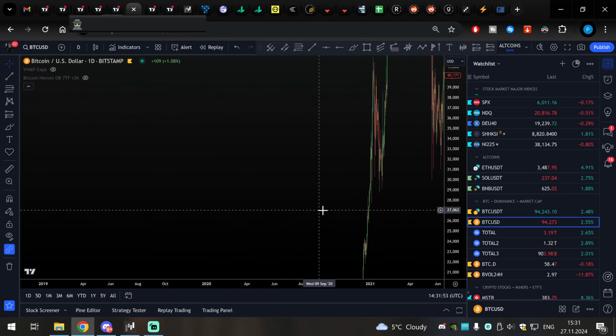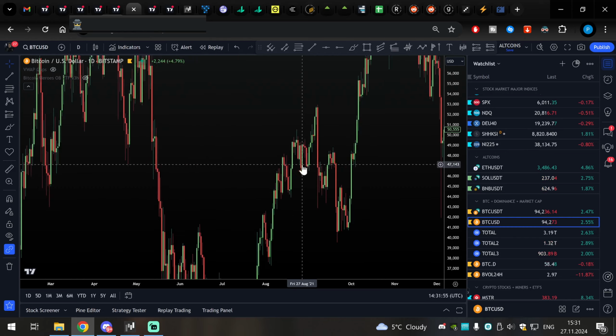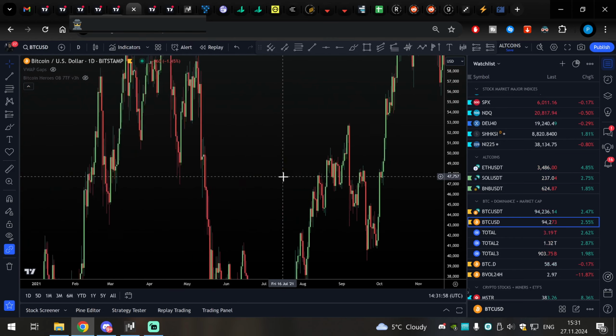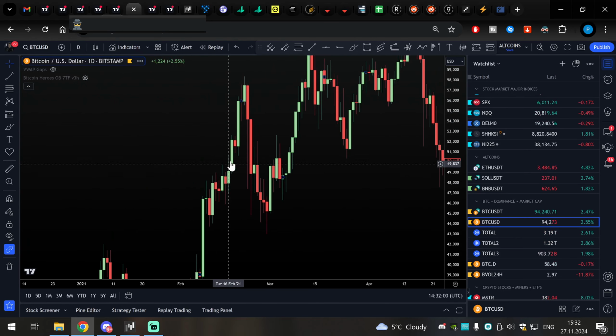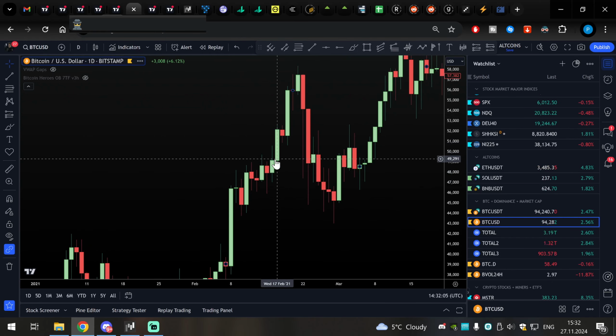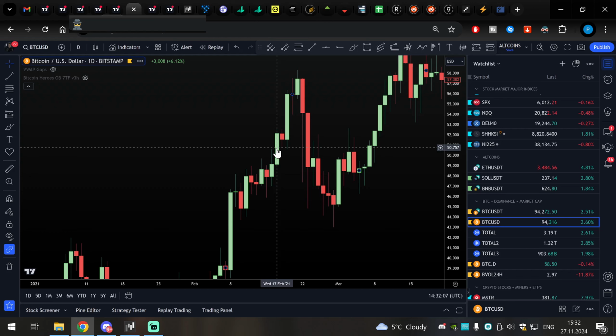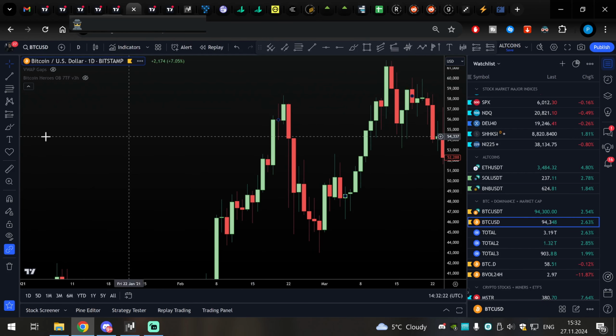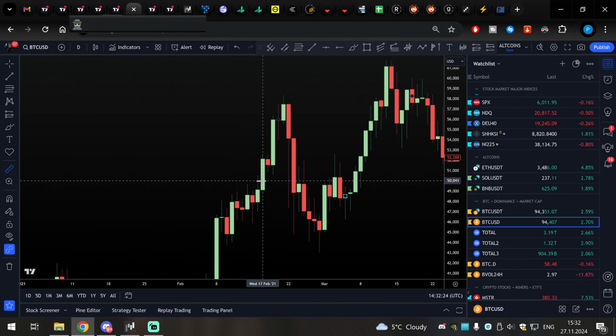I think 50,000 was also very interesting. Let me check. 50,000, yes. The first time, I want to see the first time. You see, 50,000 was also a huge barrier for Bitcoin. We took out the barrier and then we were pulling back. So there was a swing failure pattern at 50,000 and rejection, but nothing crazy. On the next day we went over and started pushing over 50,000, and we did 14%.